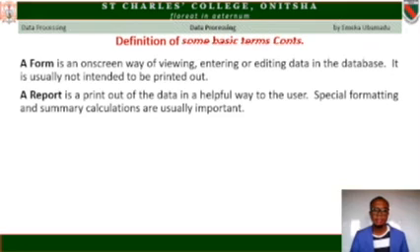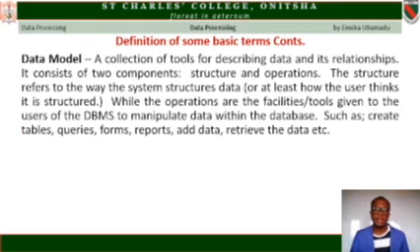Data model. A collection of tools for describing data and its relationships. That's data model. It consists of two components, structure and operations. The structure refers to the way the system structures data, or at least how the user thinks it is structured, while the operations are the facilities and tools given to the user of the DBMS to manipulate data within the database, such as create tables, queries, forms, reports, add data, retrieve data, etc.